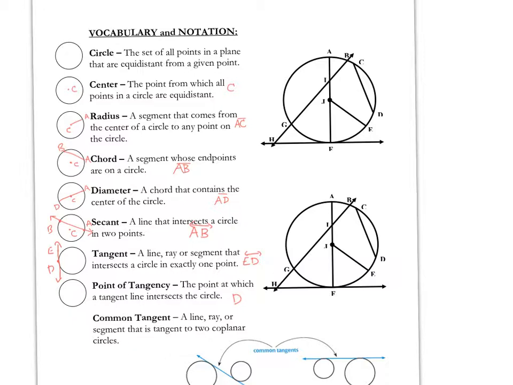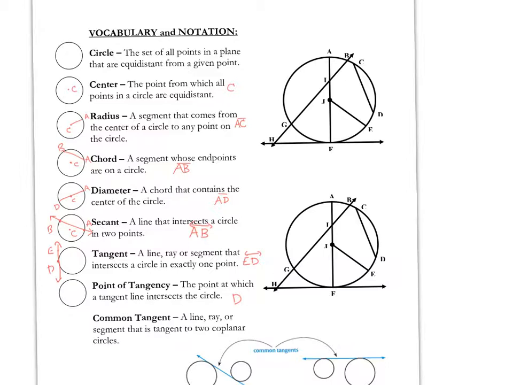A chord is a segment whose endpoints are on the circle. So I drew a segment, A and B are on the circle. A diameter is also a segment whose endpoints are on the circle, but it contains the center of the circle. So it goes through the center and it's a segment. Secant is just like a chord, but it is a line, so it extends in both directions. So if you see, I have line AB instead of segment AB, chord versus secant.